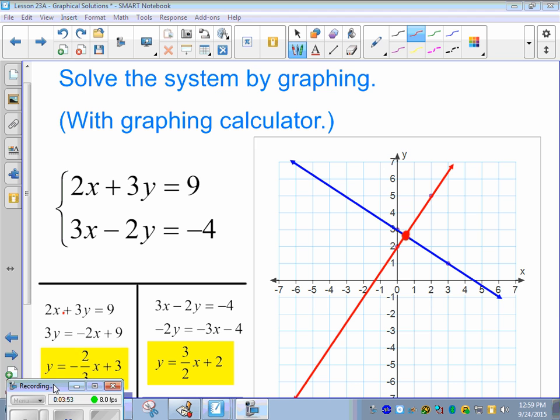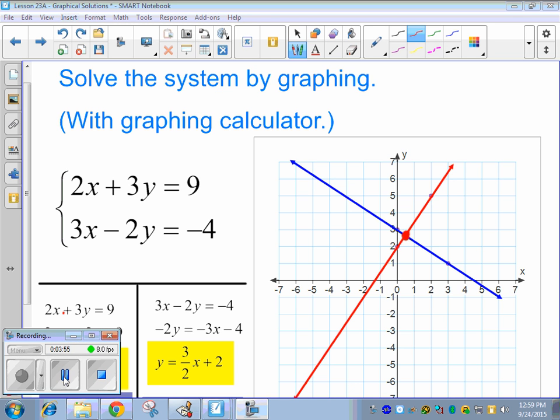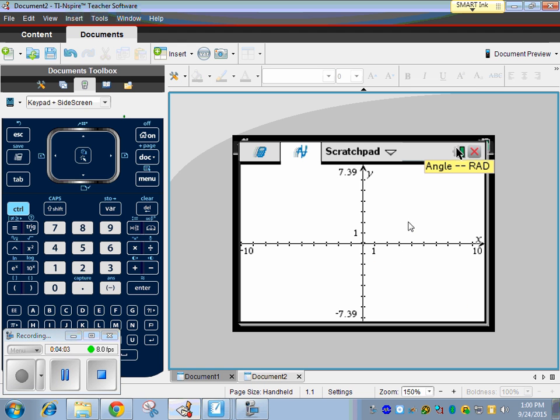All right, so you guys take out your calculator. All right, you guys, so for the Inspire. Okay, so first thing you want to do is go to the home screen.